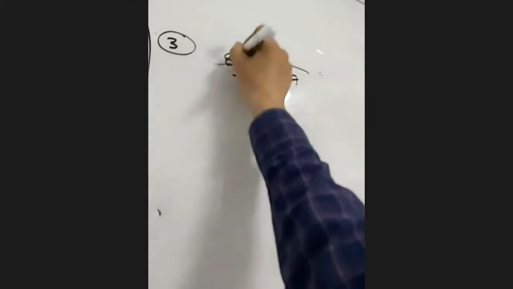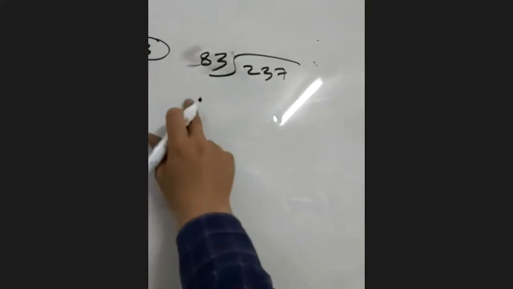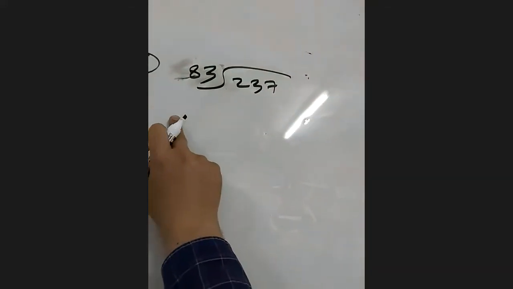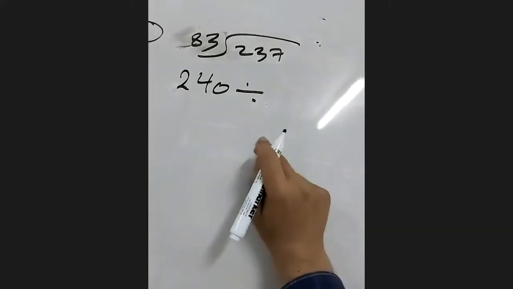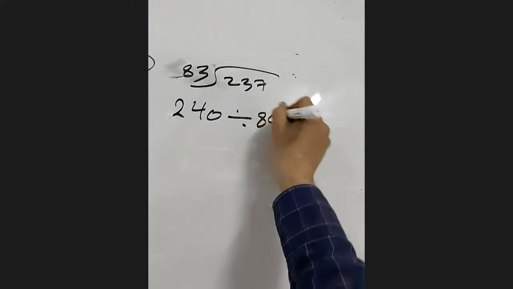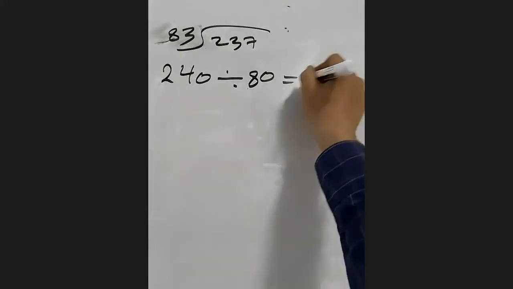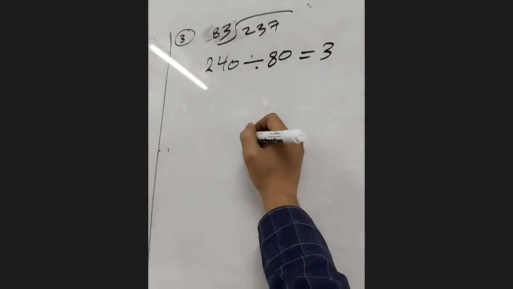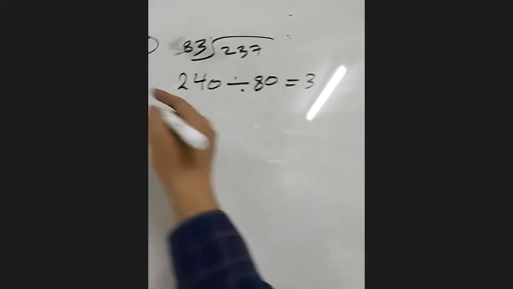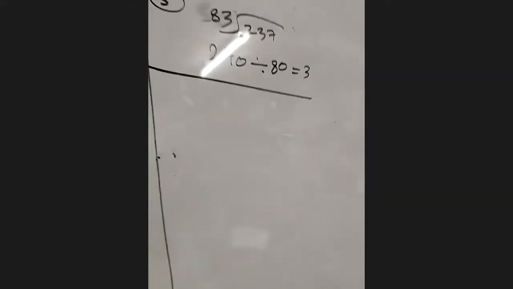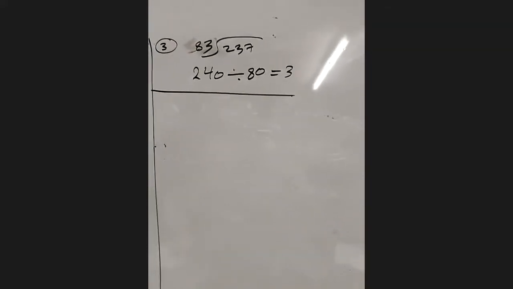237 divided by 83. 237 divided by 83, right? Yes. The 237, what will we write it? 240. Excellent. And the 83, what will we write it? 80. Excellent. And you use 24 divided by 8, how much? 3. Then cross the zero, so the estimation is what? 3. Excellent, thank you. This is question three, guys, in the homework, page 255. Copy, please.